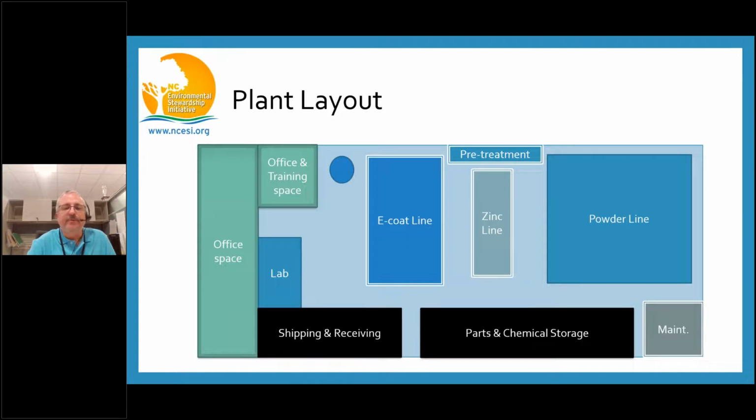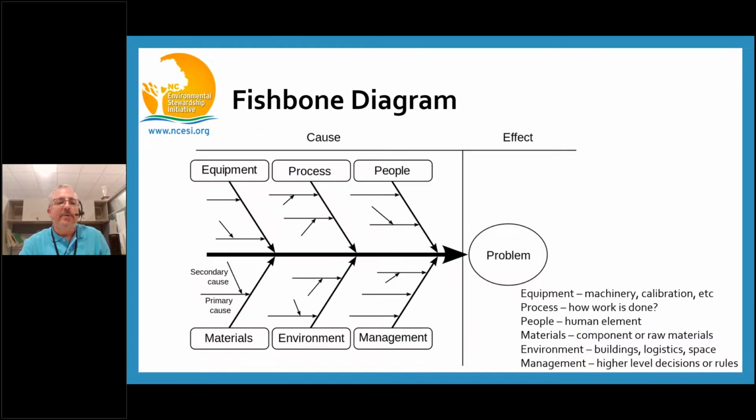So what we want to do with this, and you can see the layout here: there's the E-coat line, zinc line, powder line, maintenance, lab, everything's pretty much laid out. If we go back here, where would we want to start on our fishbone diagram as far as equipment? What type of equipment would we want to investigate? I know this might be a little difficult just pulling it out of the air, but I'll give a few hints. If anybody wants to chime in, feel free to do so, and y'all can just interrupt me. But the tanks for the equipment, they hold up to 200 gallons.